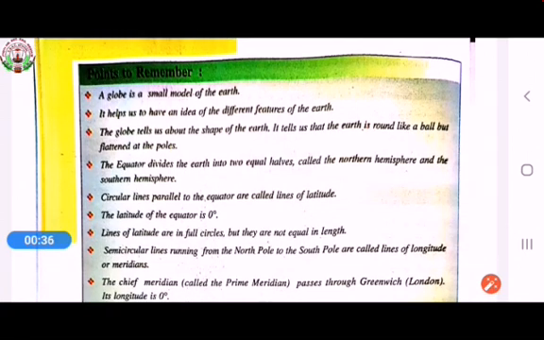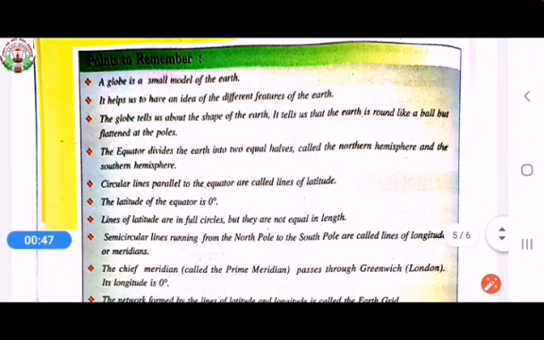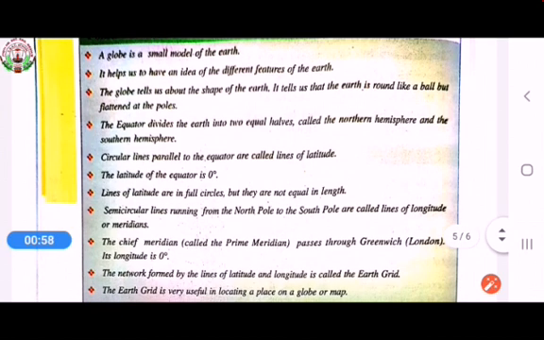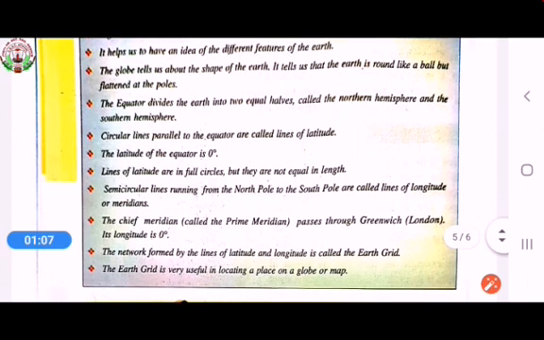We know what is an equator. Its two hemispheres, the northern hemisphere and the southern hemisphere. The equator divides the earth into two equal halves called northern hemisphere and the southern hemisphere. Circular lines parallel to the equator are called the lines of latitude and the latitude of the equator is 0 degree. Lines of latitude are full circles but they are not equal in length.